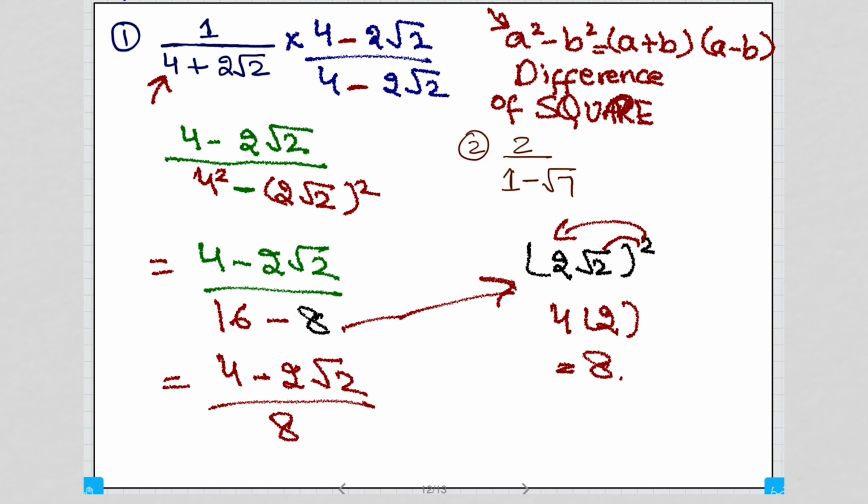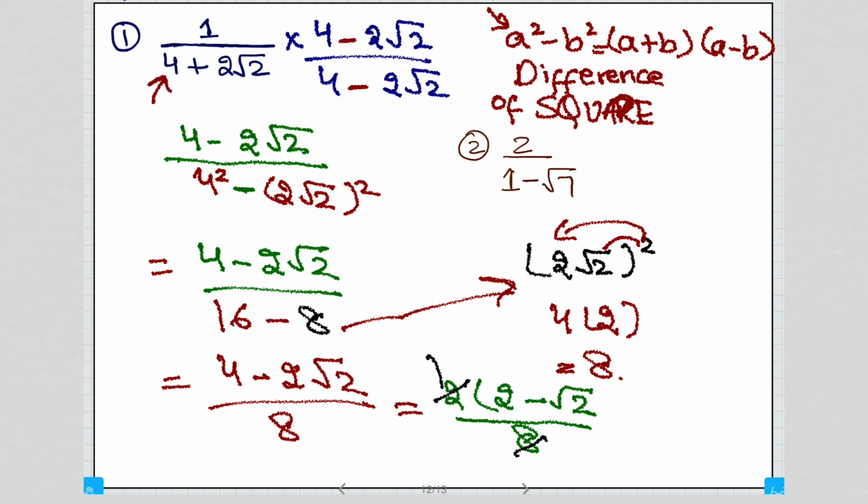We can simplify it one more step. If you take 2 common on the top, that leaves you with 2 minus root 2 over 8. Then 2 times 1 is 2, 2 times 4 is 8. The final answer would be 2 minus root 2 over 4.